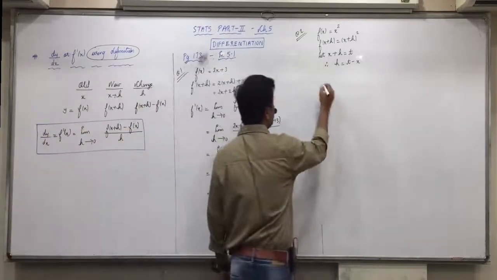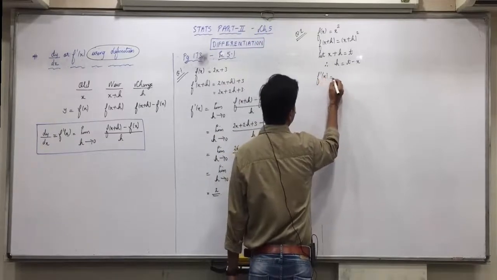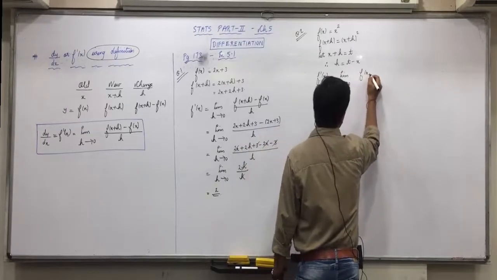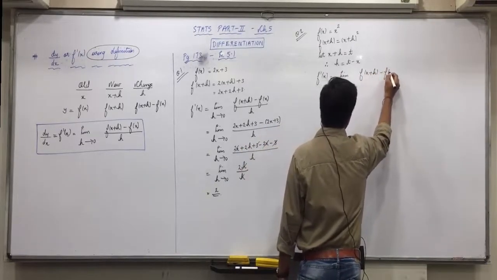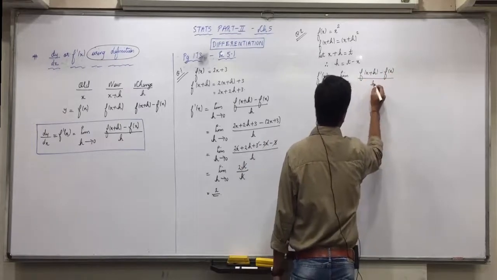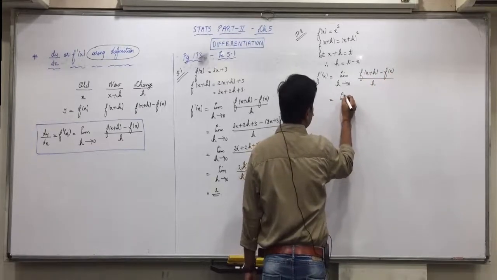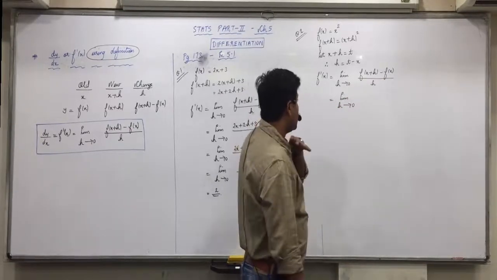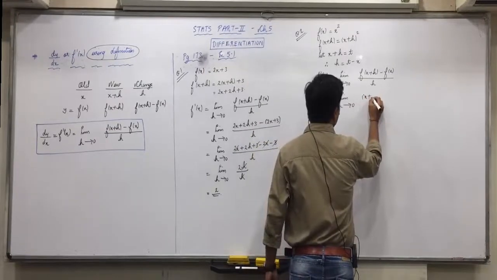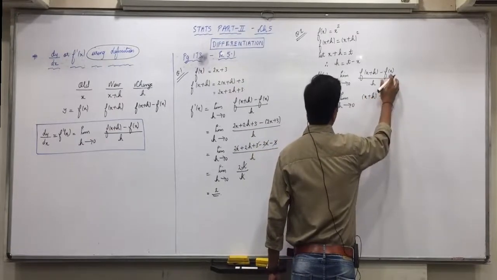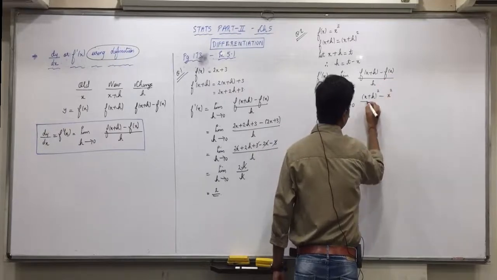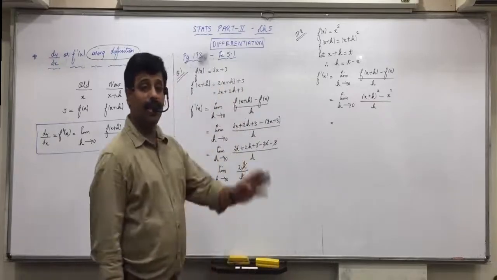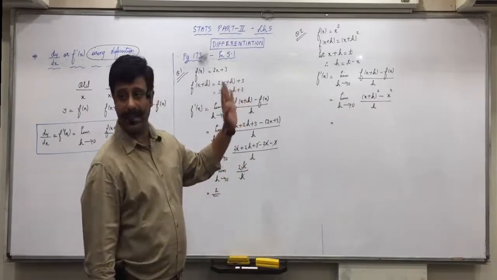Now we'll find f dash x. Limit h tends to 0, (f(x+h) minus f(x)) upon h equals limit h tends to 0. In place of f(x+h), we'll write (x+h) whole square. In place of f(x), we will write x square, upon h. And now x plus h we will take as t. So when we substitute t, everyone is clear?